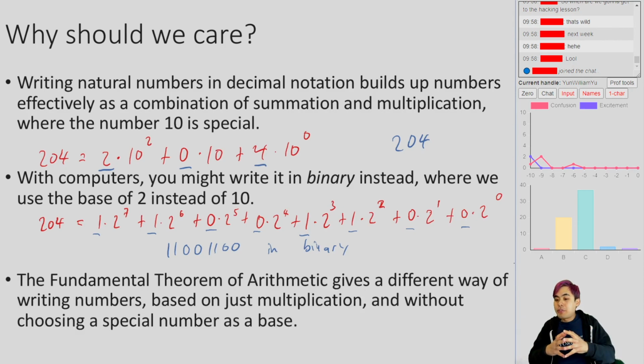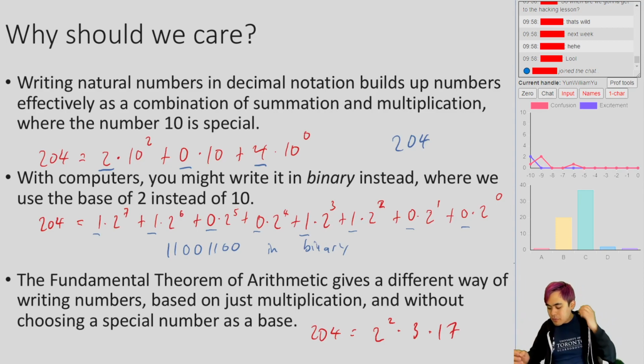The Fundamental Theorem of Arithmetic gives a totally different way of writing numbers based on just multiplication and without choosing a special number as a base. So something like 204 is equal to 2 squared times 3 times 17. We're using a different set of building blocks, and with the prime numbers as our building blocks, we only need multiplication. We don't need addition. So it's a different way of writing things, and those all have pluses and minuses.